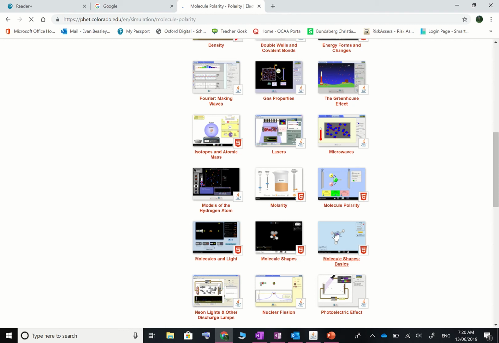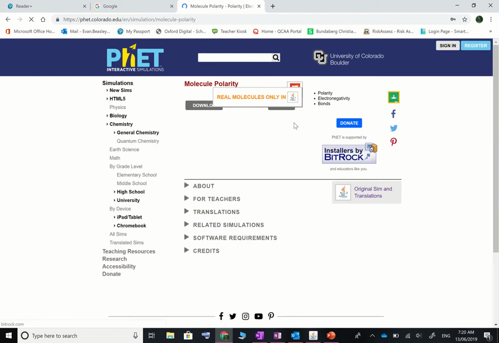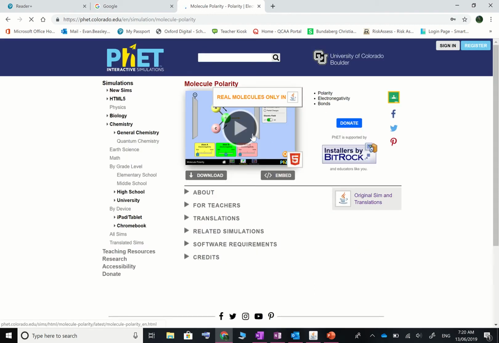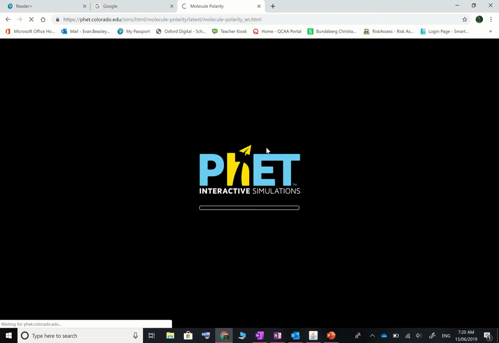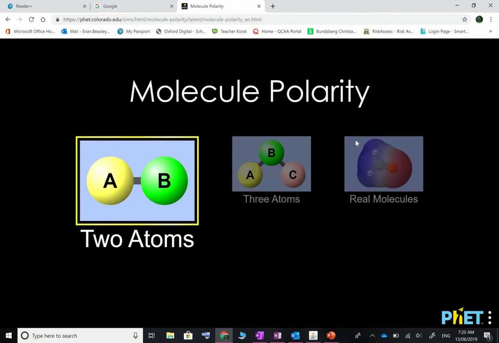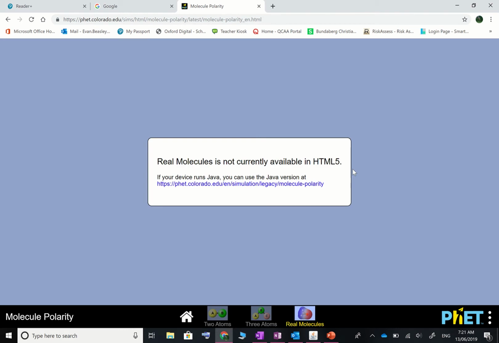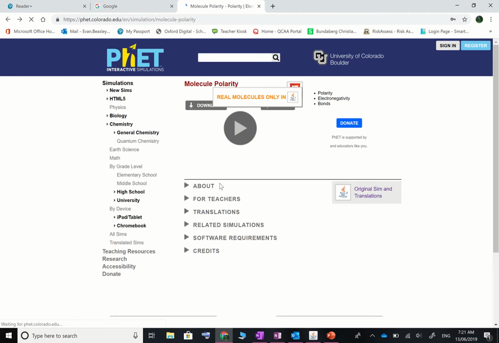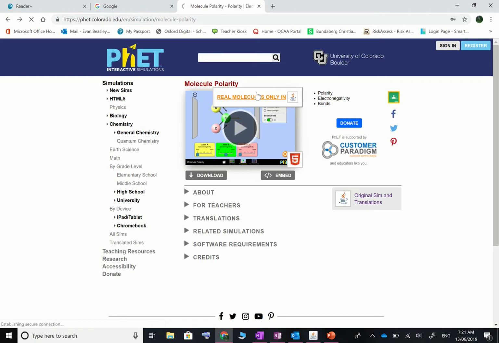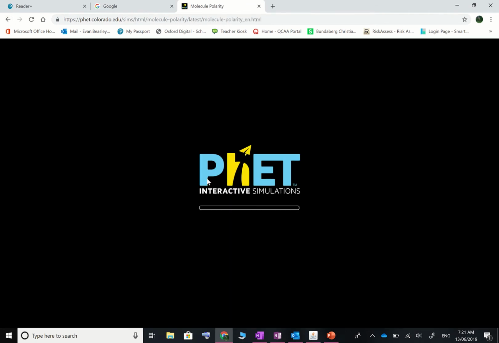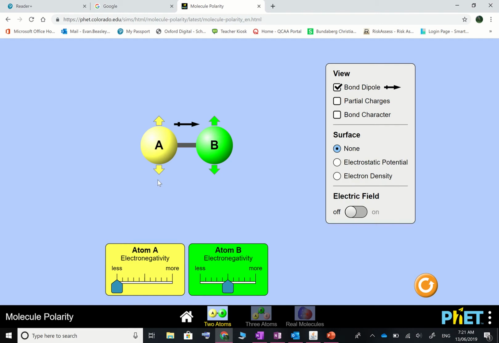So we've got the HTML version here, or a Shockwave Flash, that'll run into your Chrome, for example. But when we look at real molecules, you'll see that that's not available. I've put the Java edition, which you can use there as well. So we'll have a look first of all at this one and what we're talking about, and then we'll have a look at the other one.